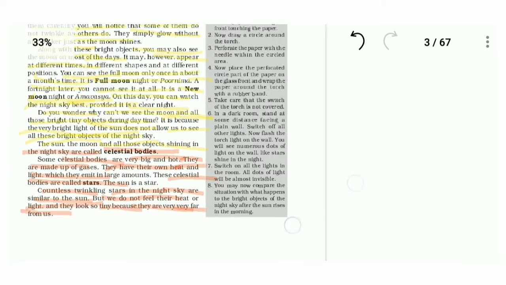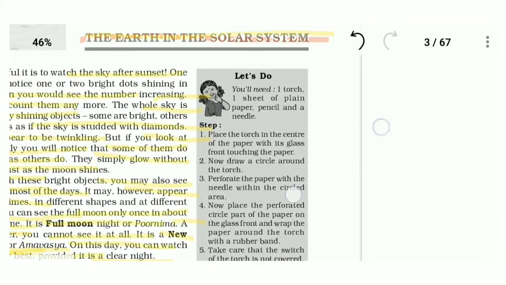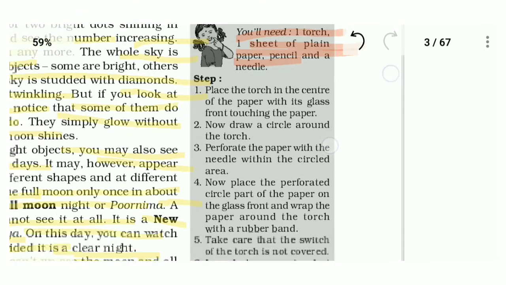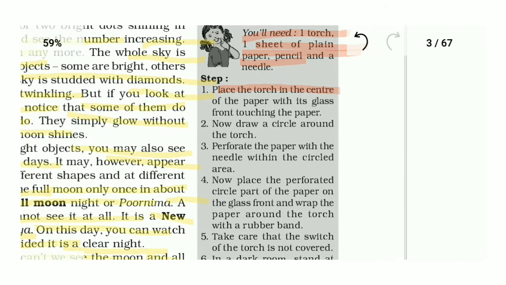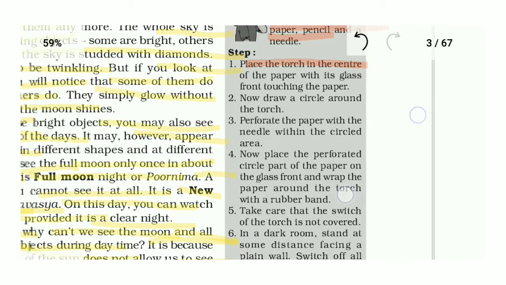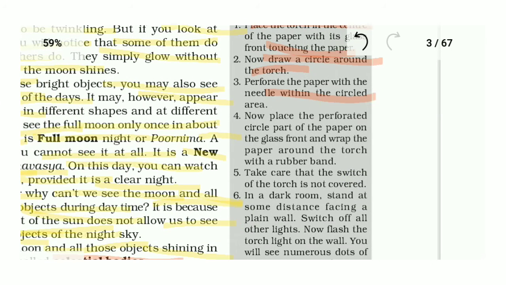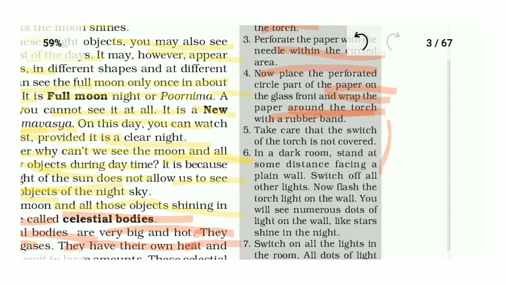After that, there is a box given here, which is basically an exercise. It needs one torch, one sheet of plain paper, a pencil, and a needle. Place the torch in the center of the paper with its glass front touching the paper. Now draw a circle around the torch. Perforate the paper with the needle. Now place the perforated circle apart from the glass. Wrap the torch with a ribbon. Carefully switch it on. Stand at some distance in the room.